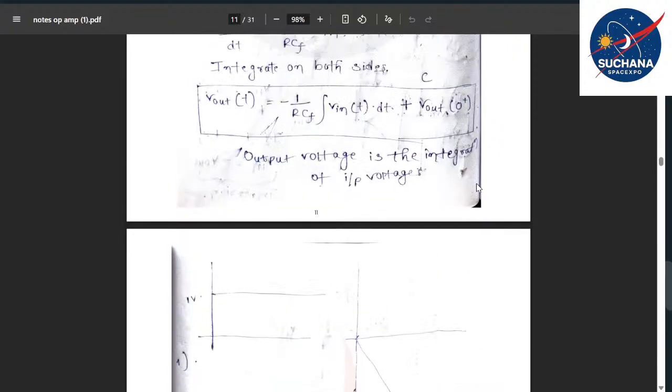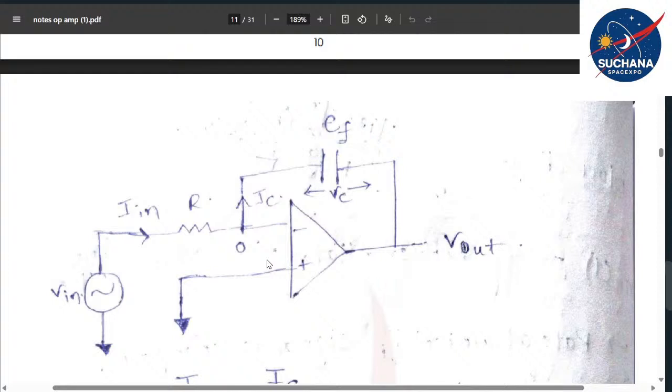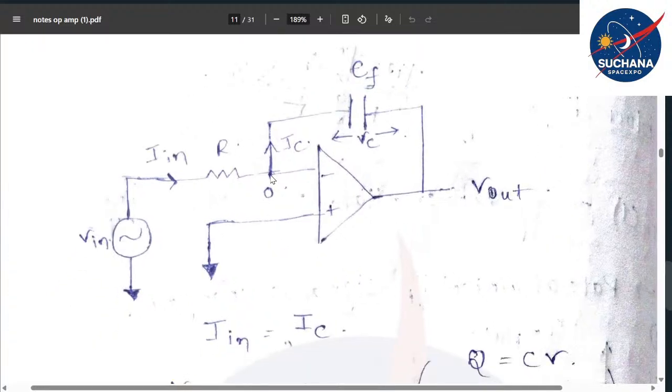So I'm just going back to the earlier schematic. What is the voltage at this node? What is the voltage at this node? 0. Yeah, because of a virtual ground, right? So now I will do one thing.